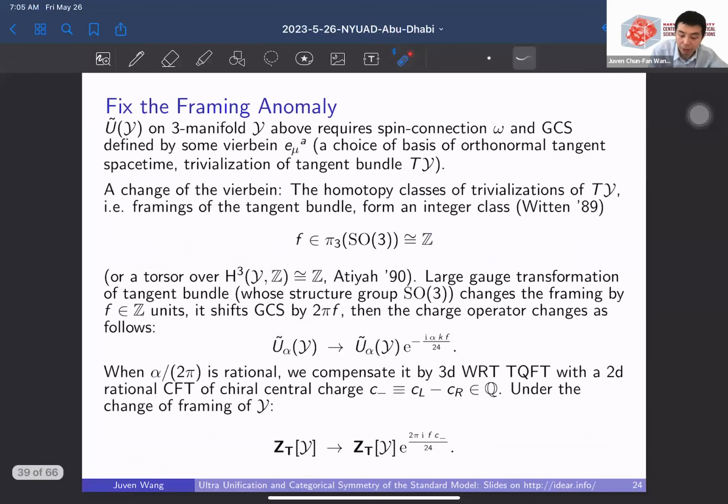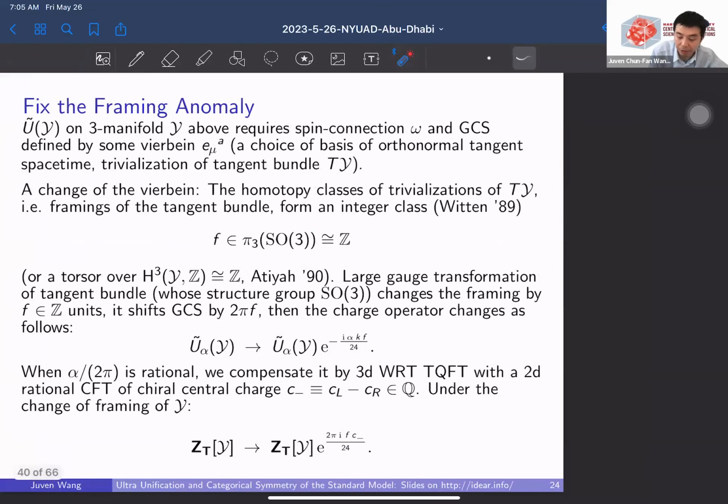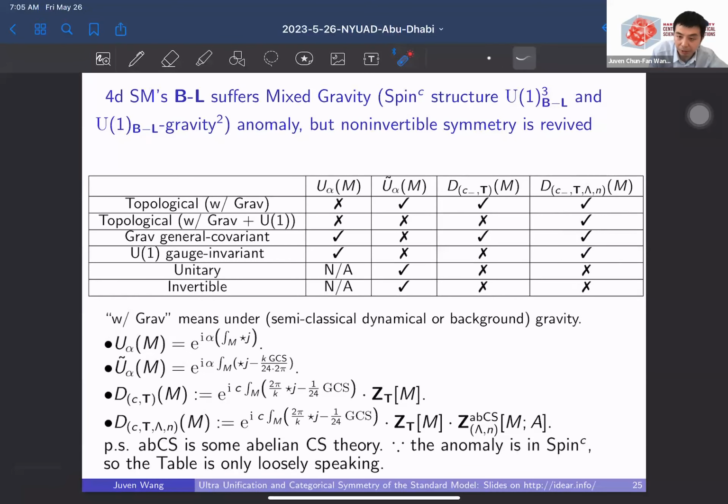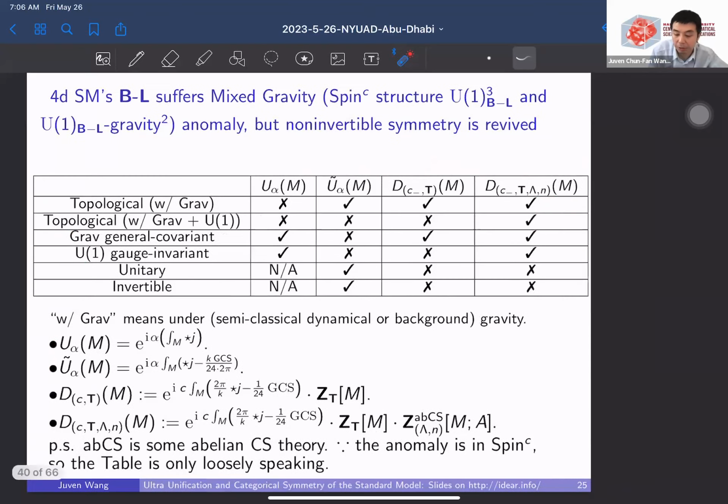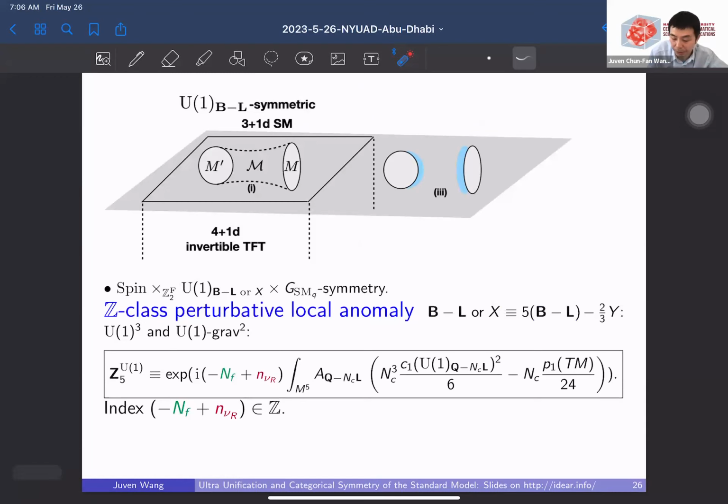There's a table summarizing how to fix that fermion anomaly and how this step can be done, such that the new charge operator can be constructed as a non-invertible theory. It becomes topological, gravitationally generally covariant and U(1) B-L invariant, but it will not be unitary and is non-invertible. And this will be a charge operator for a non-invertible symmetry. So there are a few steps, each of which does this process. So that's it. Thank you very much.